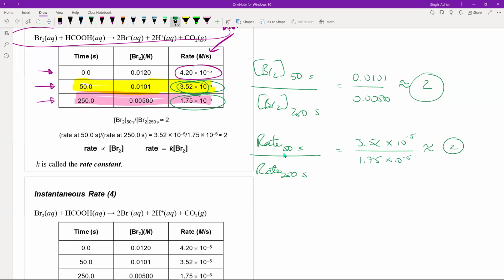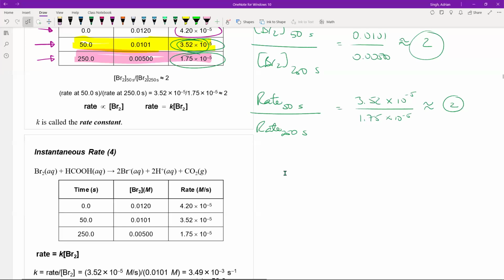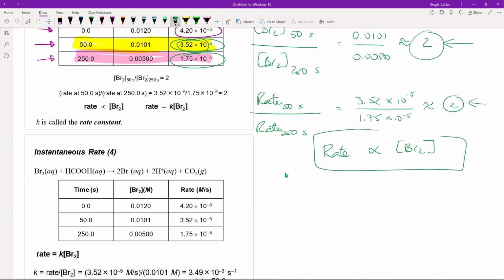So in other words, comparing those same 2 time points, if I change the concentration of bromine, I also change the rate of the reaction. So I can make a very, very simple relationship. I can say the rate is directly proportional to the concentration of bromine, right? Because if I do one thing to the bromine, I see the same thing happening to the rate. That's a direct relationship. I can take this proportionality relationship and turn it into an equality, which we've done a lot in Gen Chem 1.